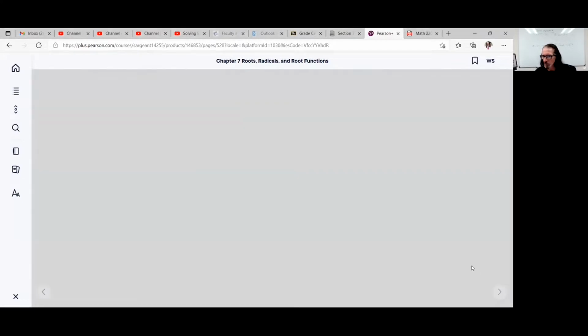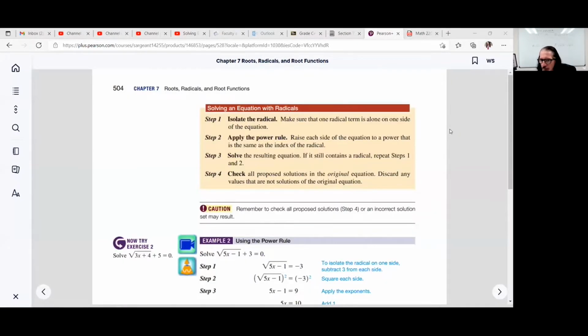So, as we see on the next page, page 504, first of all, if the radical, whether it be a square root, a cube root, whatever, we have to isolate it first before we raise both sides to the same power. Now, what power would we use? We would use whatever the index is. We're assuming here that we have the same index on each radical if more than one radical is showing up.